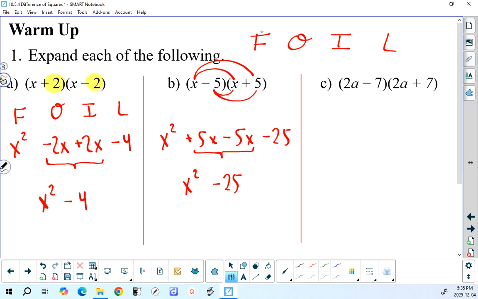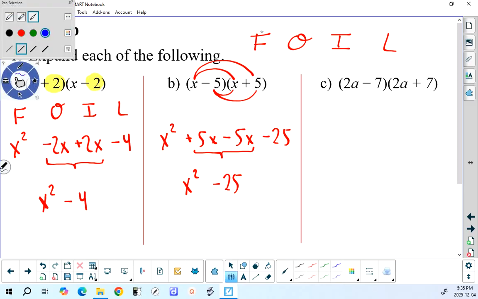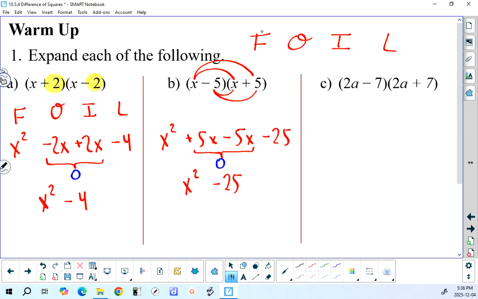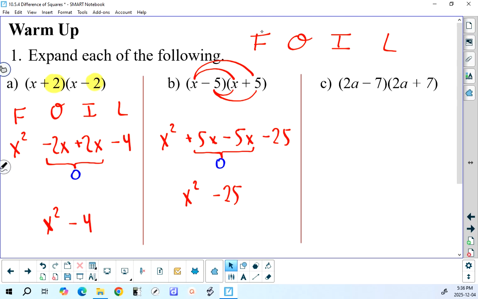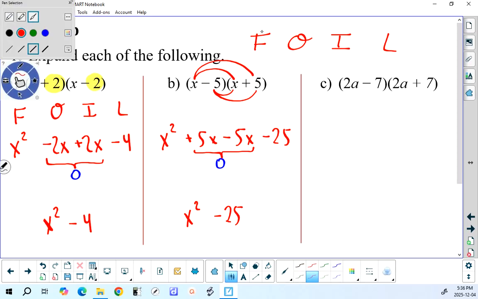Whether you use FOIL, and I should have put here something. I'm just looking at what I wrote. This is nothing. Negative 2x and 2x is nothing. 5x minus 5x is nothing. So what we are left with is just x squared minus 4 and x squared minus 25. Whether you use FOIL or this kind of drawing of the arcs, it won't matter.